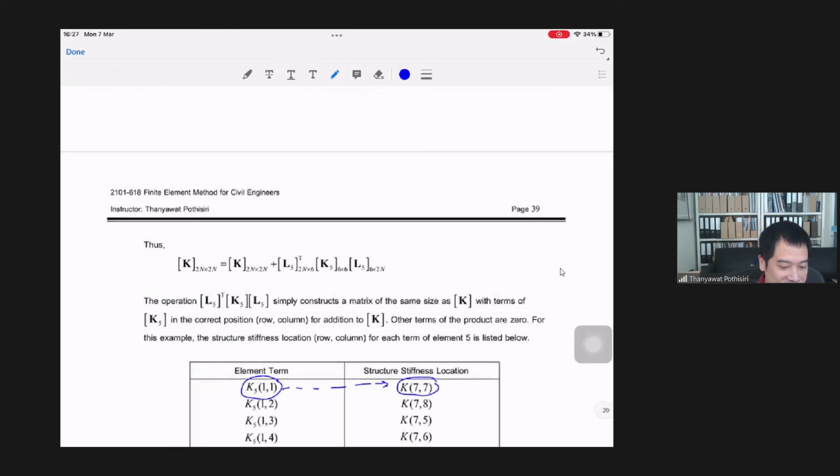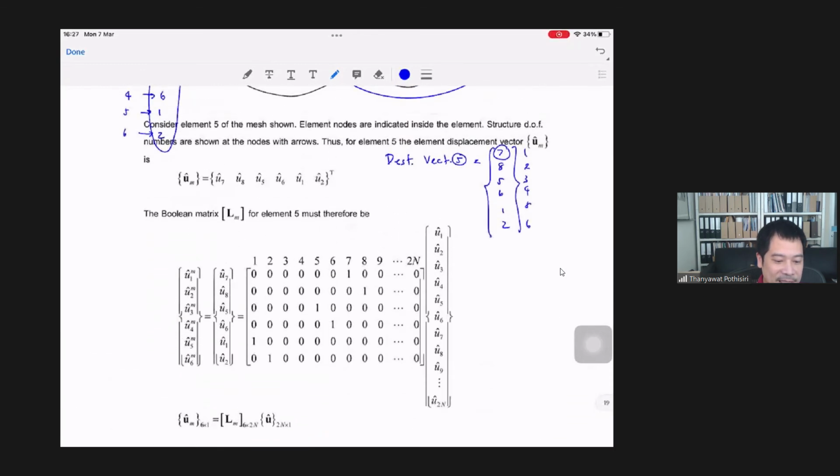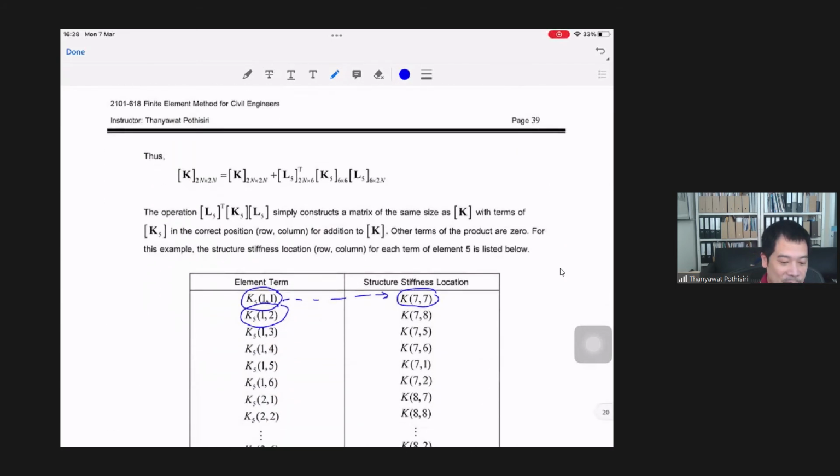Similarly, if you look at K12 of element 5, because 1 maps with 7, 2 maps with 8, K12 of element 5 would end up at row 7 and column 8 of the structural stiffness matrix.